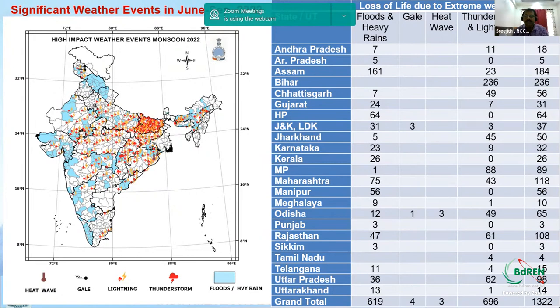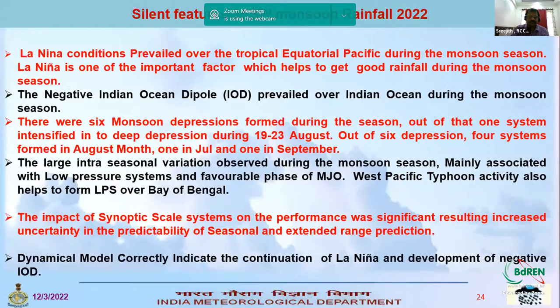On the right side it is showing the loss of life due to these extreme events over the Indian region. We can see that lightning associated with thunderstorms caused more than 700 deaths, and the heavy rainfall and flood equally contributed to the loss of life. And I'm summarizing here. This is my last slide.